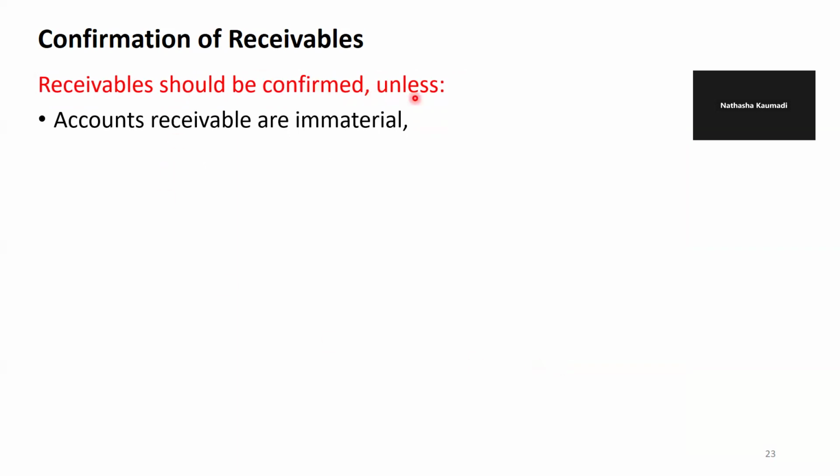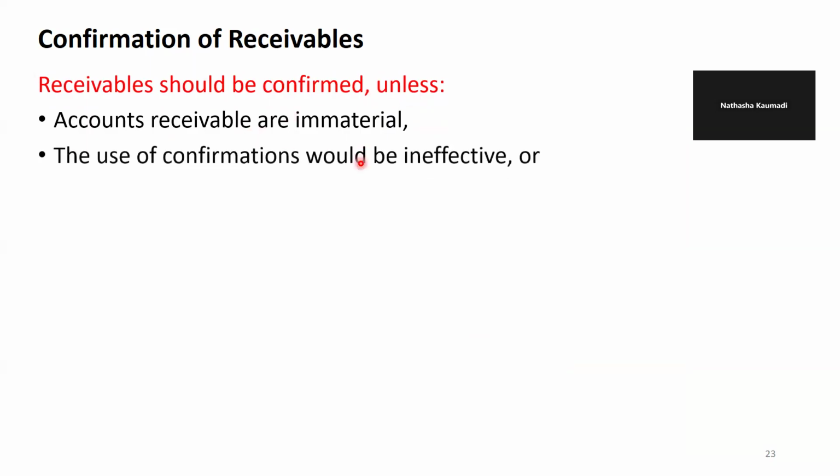Receivables should be confirmed unless accounts receivable are immaterial. If it is a very immaterial balance, you may not call for external confirmations. The use of confirmations would be ineffective. Even though we get the confirmation, the use of those confirmations would be ineffective, because with past experience, most of the time debtors are not verifying the balances, they are just replying for the sake of replying. So no point of taking. There were so many errors last year as well. So with that experience, maybe use of confirmations would be ineffective.